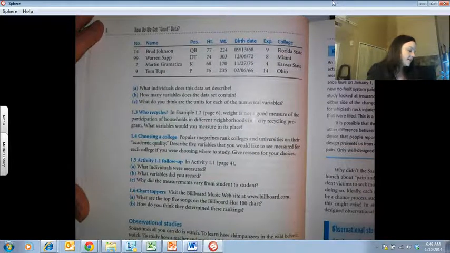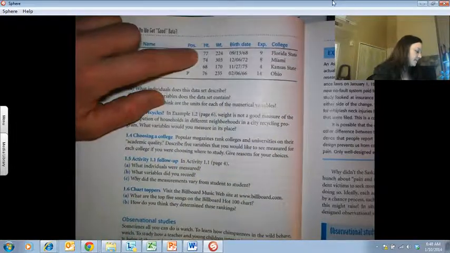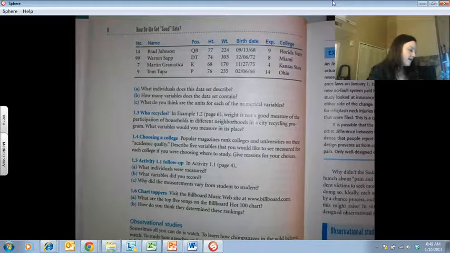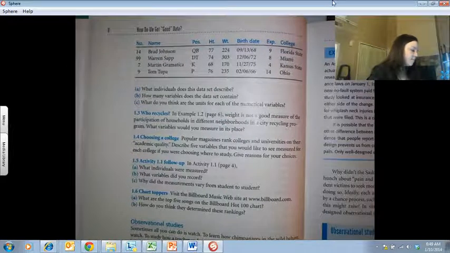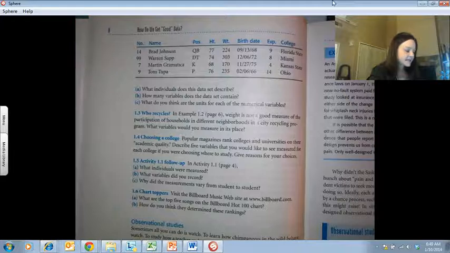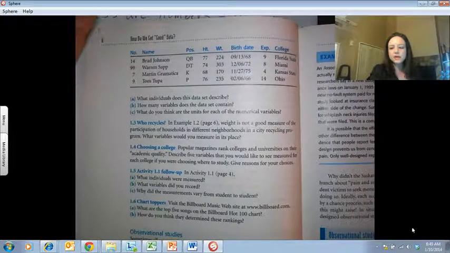Okay? And question C, what do you think are the units for each of the numerical values? Okay, so, oh, and actually birth date would be numerical also. What are the values? Height, I think is centimeters. I don't know anybody that is 77 feet tall. Weight, pounds, birth date, years, experience, years. Okay, that's what it's looking for right there.